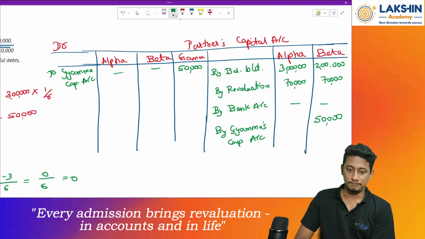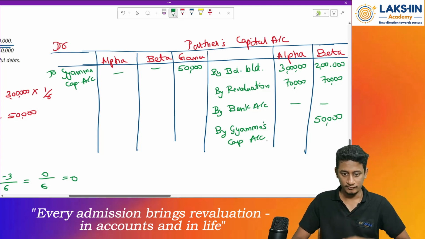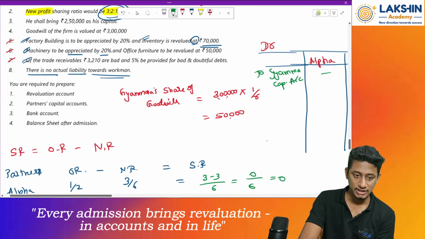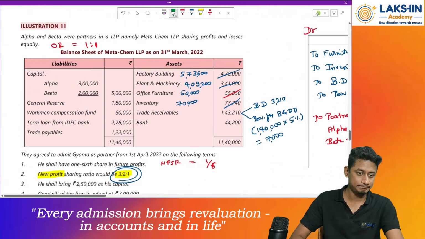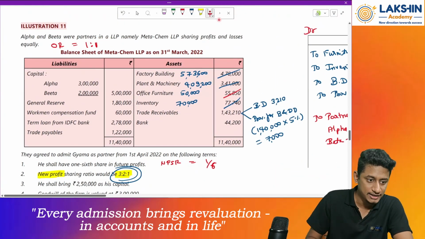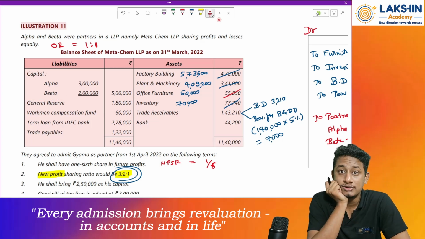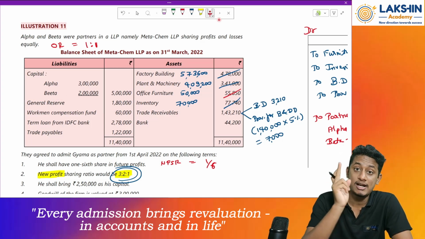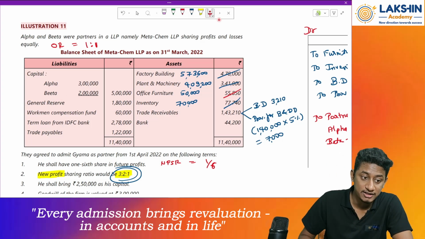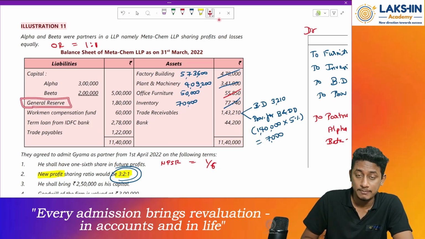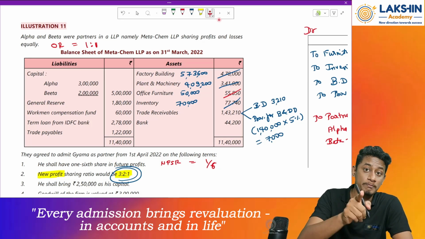50,000 rupees. Okay. Now, anything else pending? Just have a look at the balance sheet. In the balance sheet, we have general reserve of rupees 1,80,000. What to do with this? Remember the theory part I have told you that whatever reserve is there in the balance sheet should be divided between who? Between the old partners.